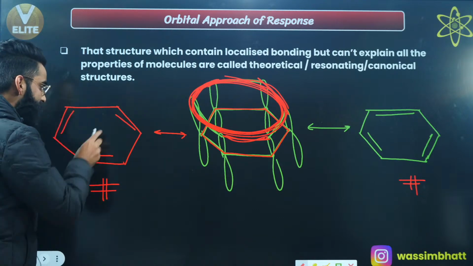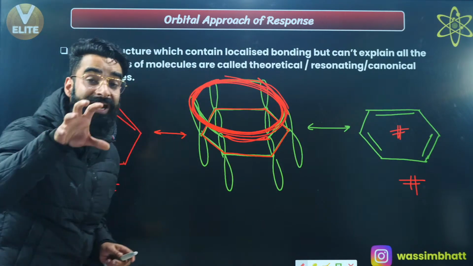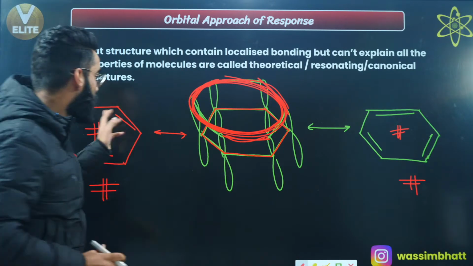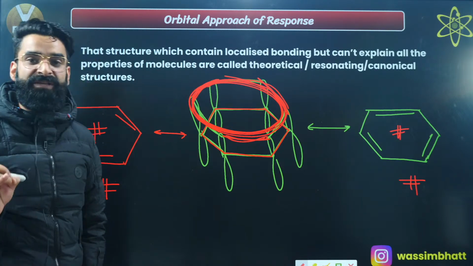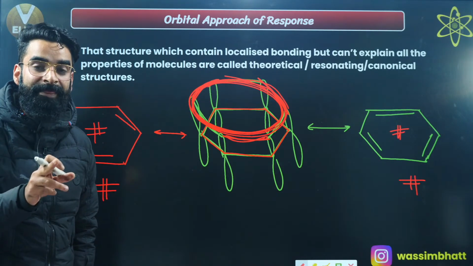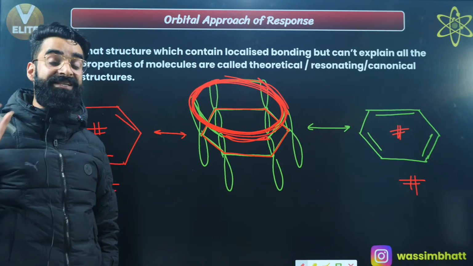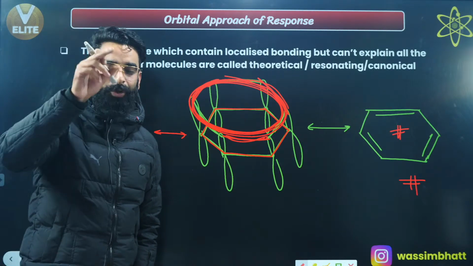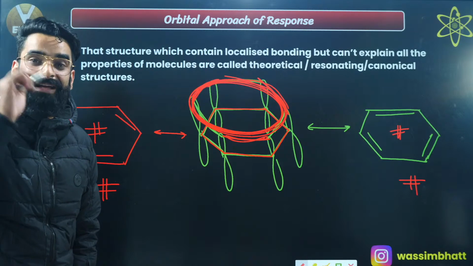So this structure as well as this structure contain localized bonding. They have localized electron pairs present in them. And those structures of the molecule which contain the localized bonding, the localized electron pairs, but cannot explain all the properties of the molecule, those structures are what we call canonical forms or resonating forms.